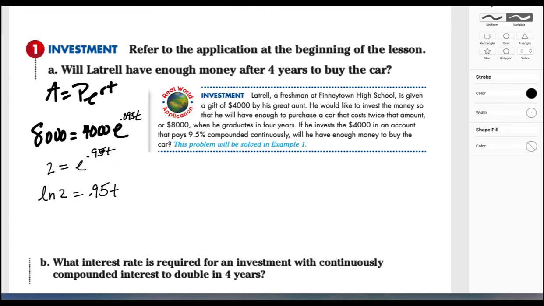Basically, this is like the anti-log of e, of the exponential relationship e to a power. So we end up with this. Now that we have that, you guys are seeing it. To solve for t, we would divide both sides by 0.095.